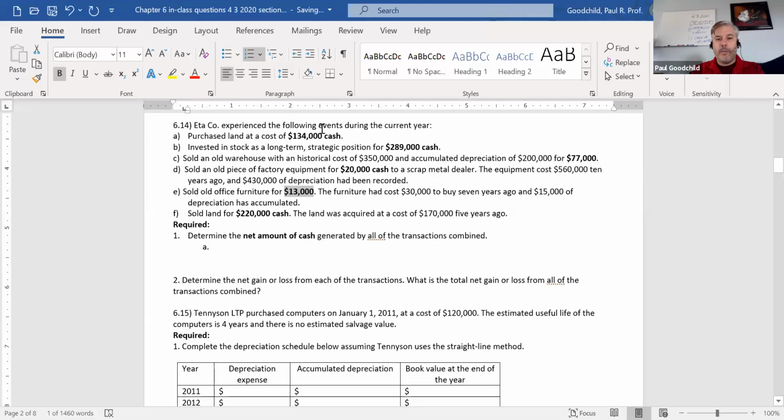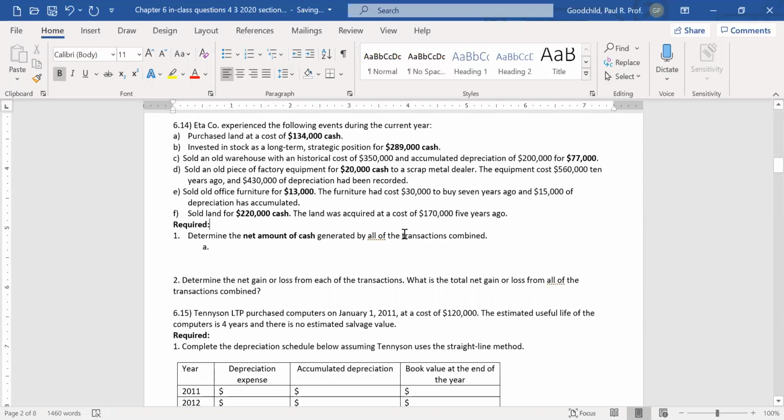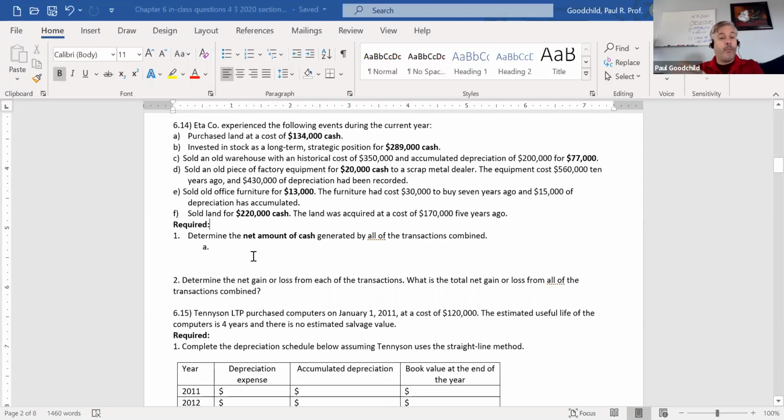Okay, so we got 1, 2, 3, 4, 5, 6. Professor, yes. You wouldn't be generating the gain or loss for the transactions? Or you would be? So you're not figuring that out. You're just looking at what's happened this year. We are going to do that for the second part, but I just wanted you to do the first part: determine the net amount of cash.